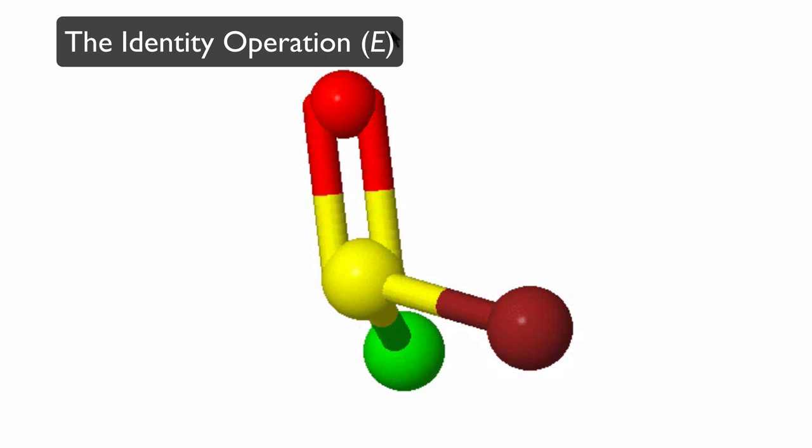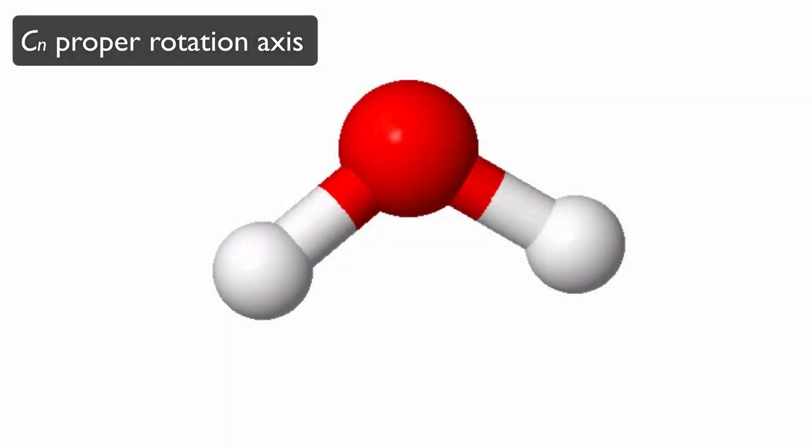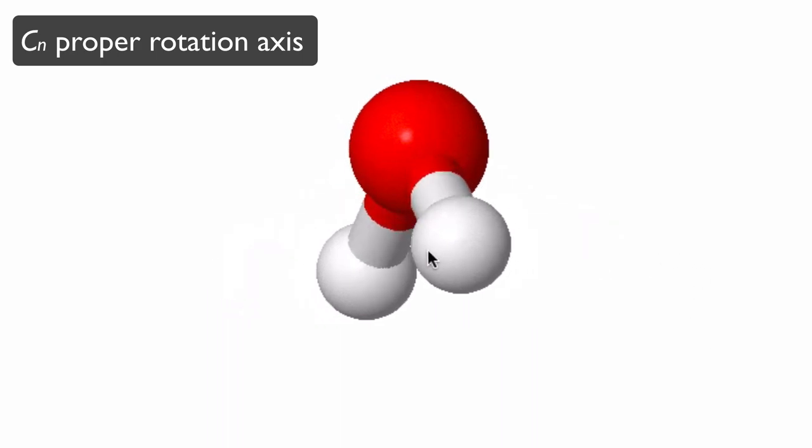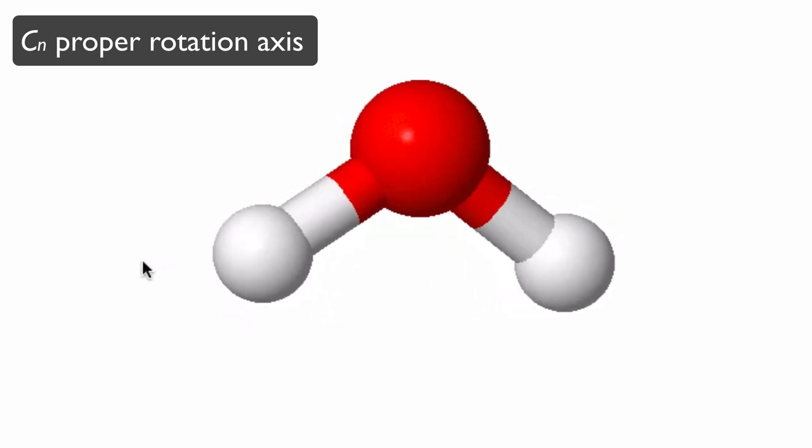down the middle either. The proper rotation, the Cn axis. Here's what looks like a water molecule. If I rotate it 180 degrees, you can see that we end up with a molecule that looks exactly the same as when we started. So there is a rotation axis. Now I just rotated this molecule by 180 degrees. If we divide 360 by 180, then we get 2. So it's a C2 axis.